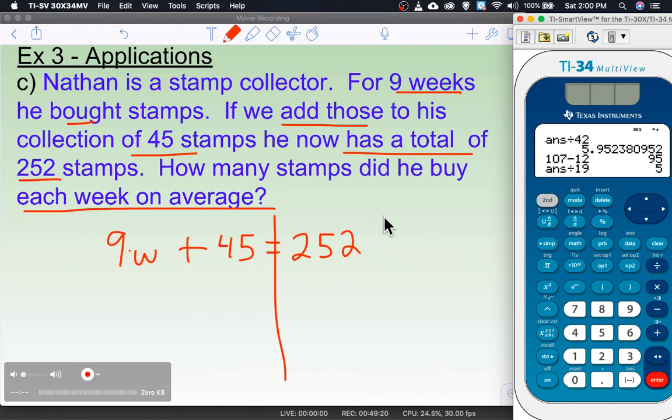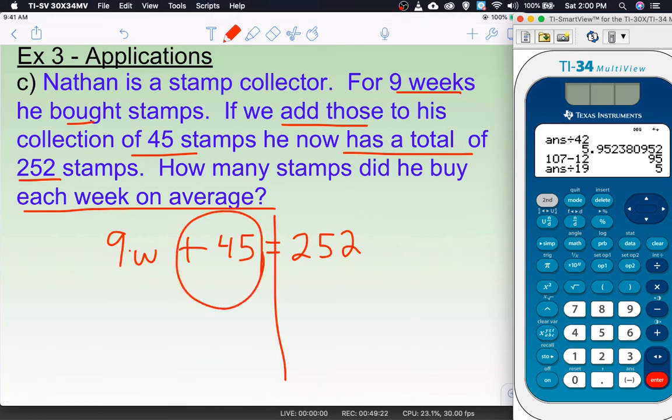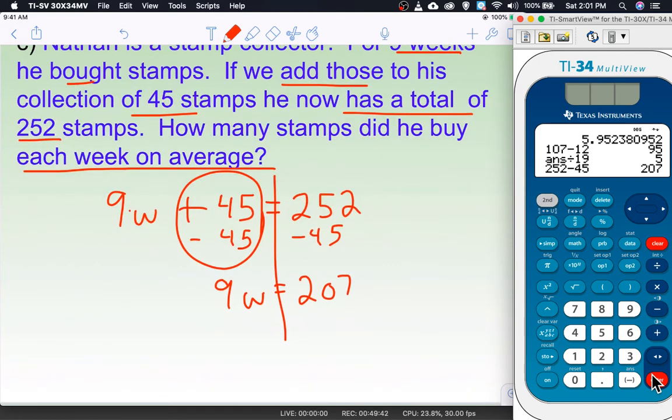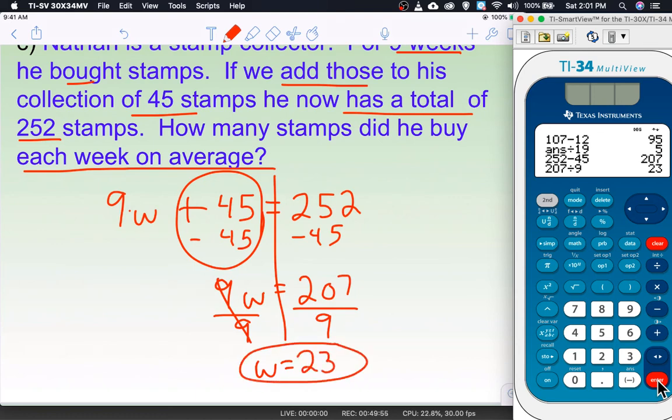I'm going to solve the equation. I'm going to get rid of my addition and subtraction first by subtracting 45 on both sides. 9w equals 252. 252 minus 45 is 207. When I divide by 9 on both sides, w equals 207 divided by 9, 23. So each week on average, he bought 23 more stamps.